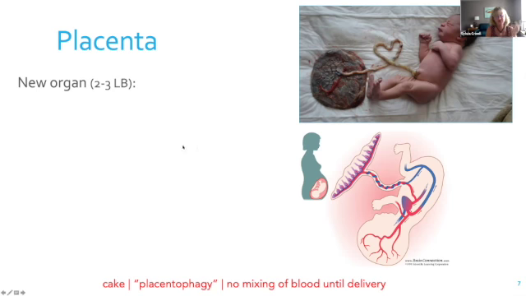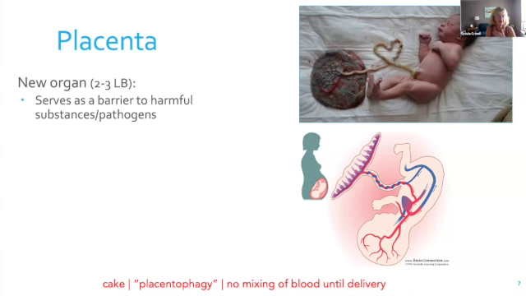A placenta is a brand new organ. It's only there to support a pregnancy, and it goes away after the pregnancy. It serves as a barrier to harmful pathogens. So in many cases, mom can have a disease that doesn't get transferred. For example, in the absence of bleeding, mom can be HIV positive and the fetus will not be. So it can serve as a barrier, not to everything.